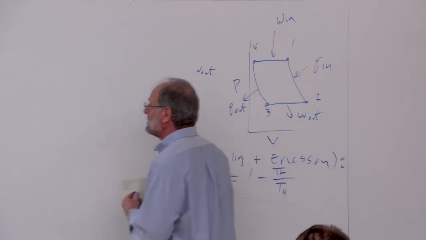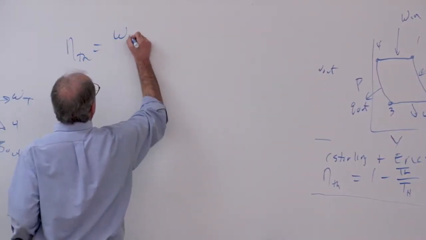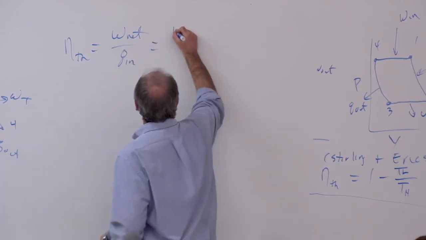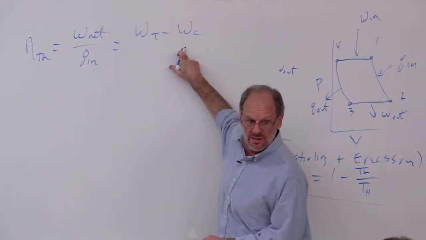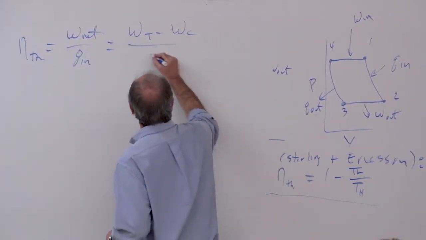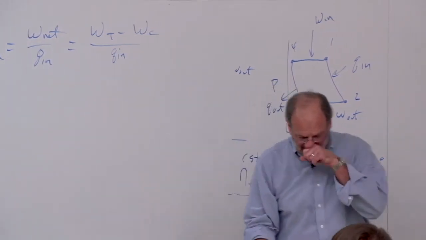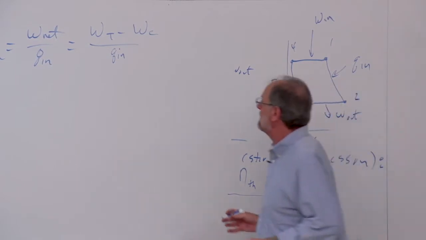So what would the thermal efficiency be? Well, it's no different than the thermal efficiency for any other heat engine. It's just the net work over the heat input. And of course, the net work is just the difference between the work out of the turbine and the work into the compressor, again divided by the heat input. So this is something that we would be using on a regular basis.